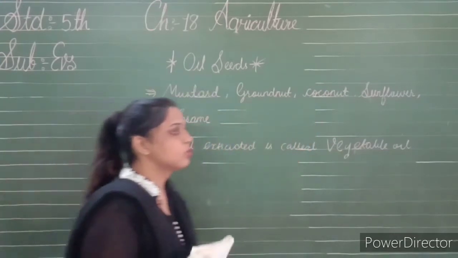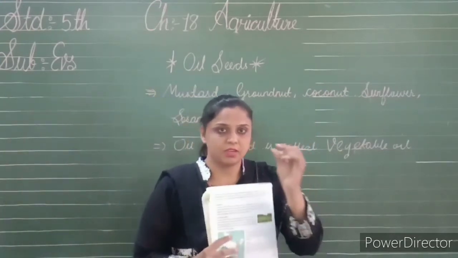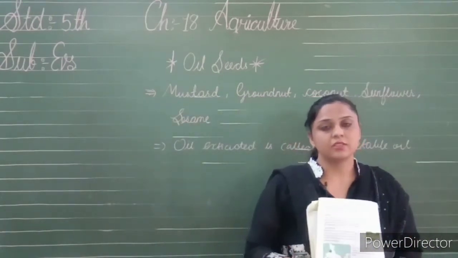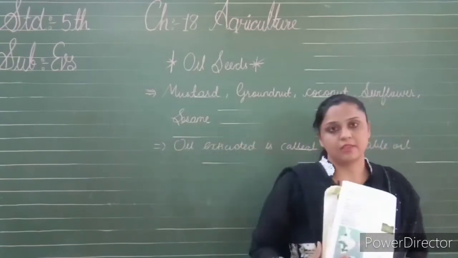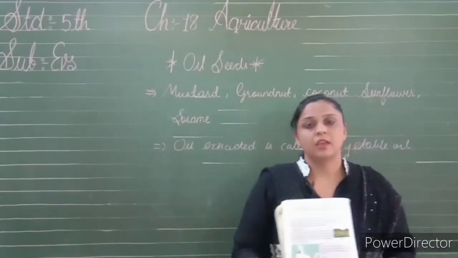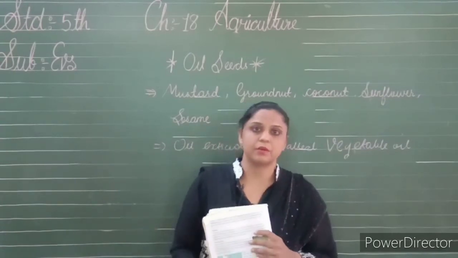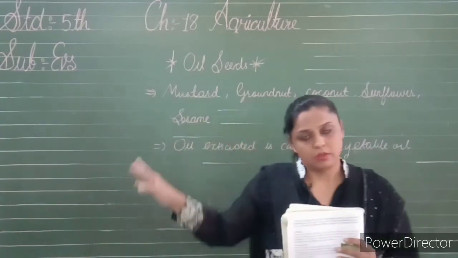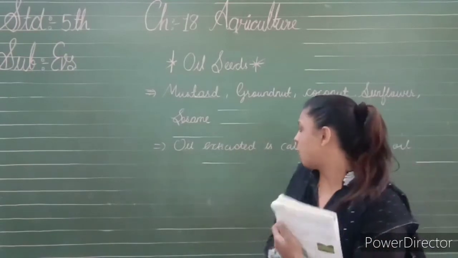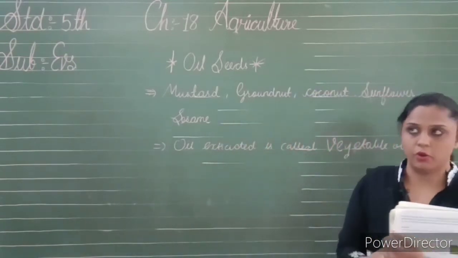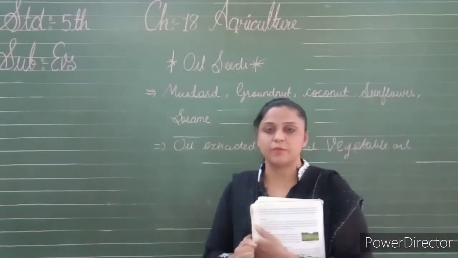Now sesame. So what is sesame? Sesame are the white seeds. We call it tal or til. In Hindi it is called til. So til ka tel, sesame seed oil. Til ka tel is not used for cooking. It is used for our skin and hair, for massage and all that. Now oil extracted from oil seeds is called vegetable oil. अब इन सारे oil को हम vegetable oil बोलते हैं.